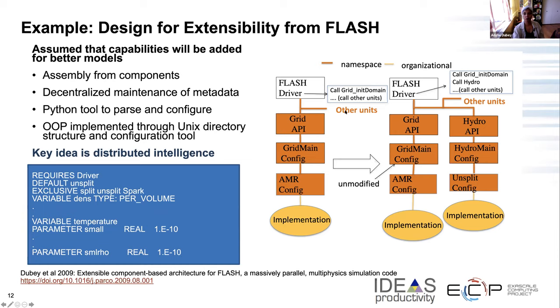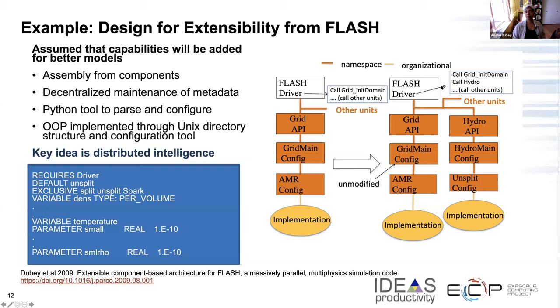Suppose we start out with a code that just has a driver and a grid. Now we want to add a hydrodynamic solver to it. So the changes that need to happen are that this entire code, the hydrodynamic solver, can be developed separately. It decides which of its functionality it wants to publish as the API. It decides which of the grid API functionalities it needs to use. And the only change that needs to happen to the base code is that the driver needs to know that a new capability has been added, and therefore it needs to invoke that.